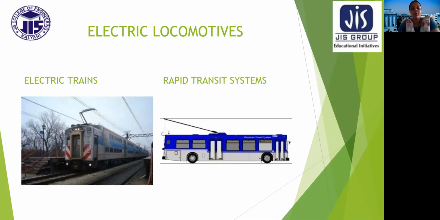So electric locomotives. What do electric locomotives look like? Most of us travel every day through a passenger train. That is an example of an electric locomotive, and by updating their machinery parts, the rapid transit system that is being shown over here is also an electric locomotive.